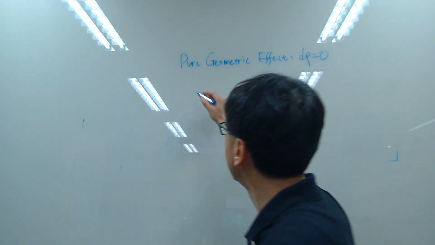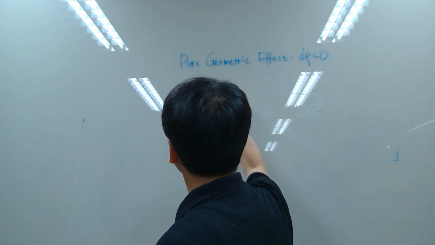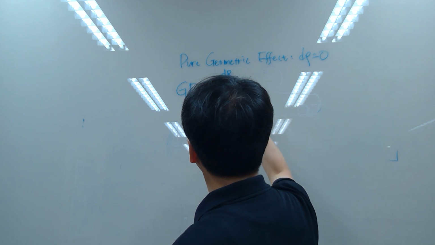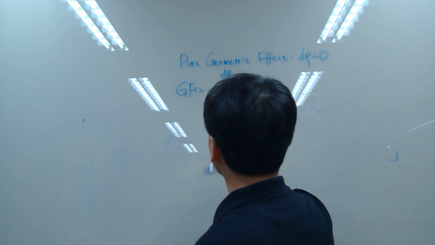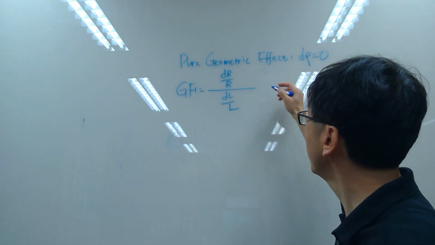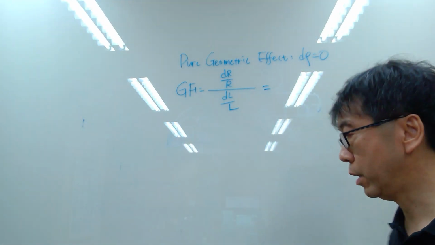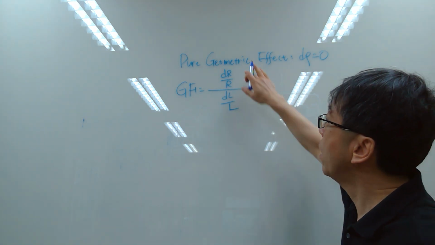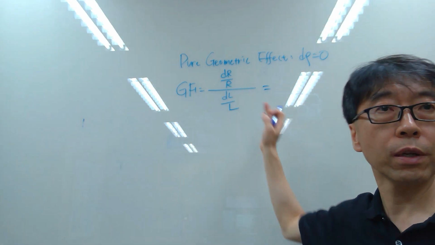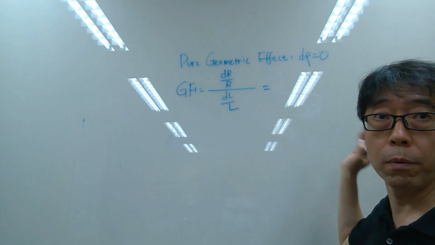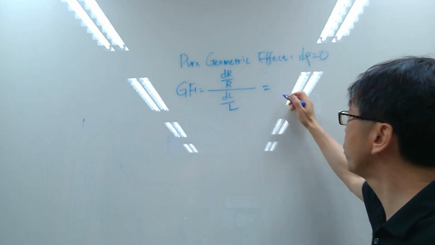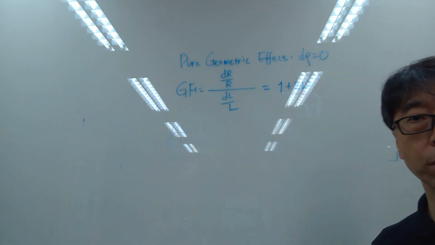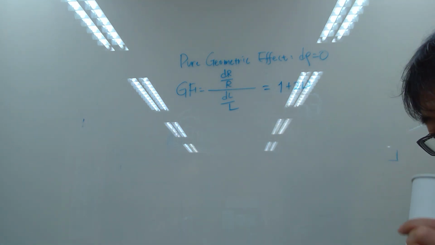So if you calculate gauge factor in this case, what is it? It will be dR over R over dL over L, which is nothing but the epsilon. What is it? Remember the previous page. Because dR over R consists of 1 plus 2 nu times dL over L plus d rho over rho, where d rho over rho is 0. So you're just left with 1 plus 2 nu. Please take a look at your previous line of equations.